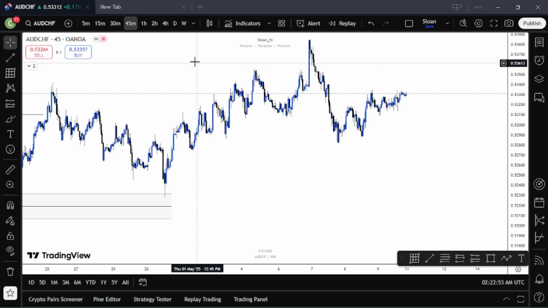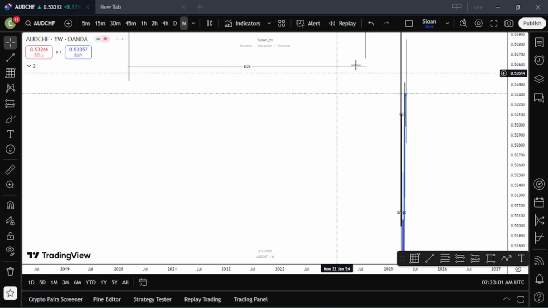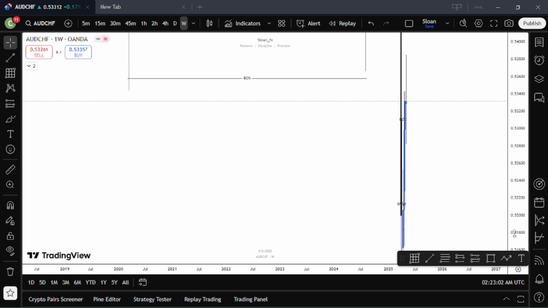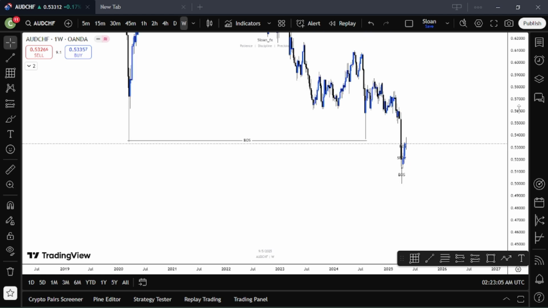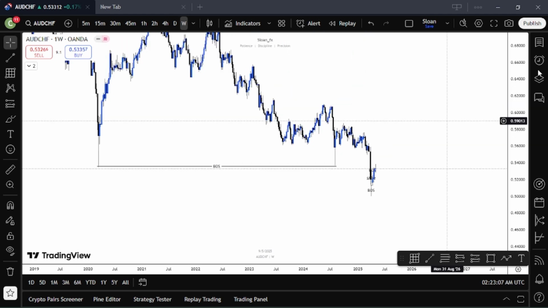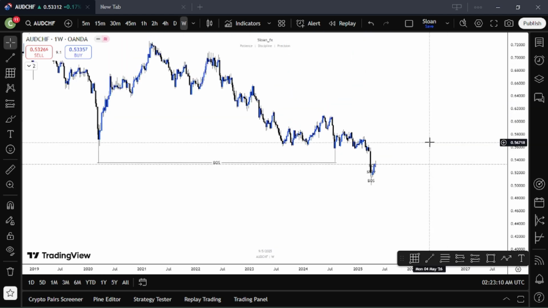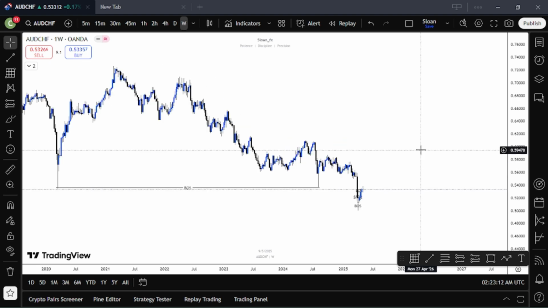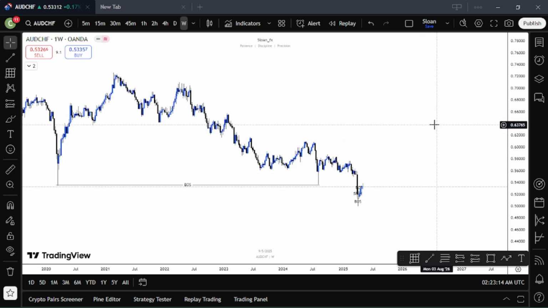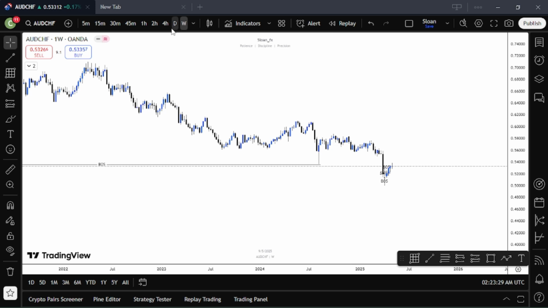Identify that the market is on a downtrend. It's been on a downtrend for a very long time on AED, CHF. Having identified this, I'll go down to a daily time frame, identify my external range, and then plot the shift in market structure. If it's not very clear there, I'll head down to the 4-hour time frame.